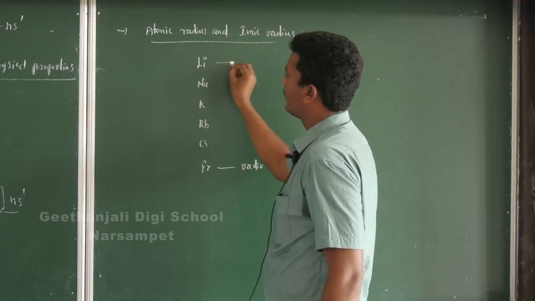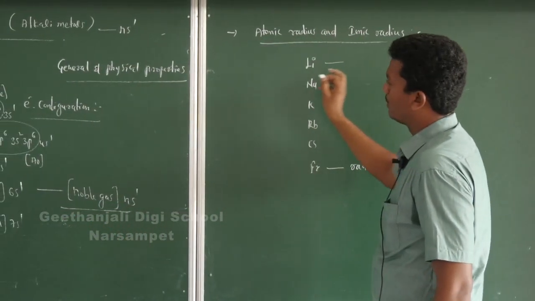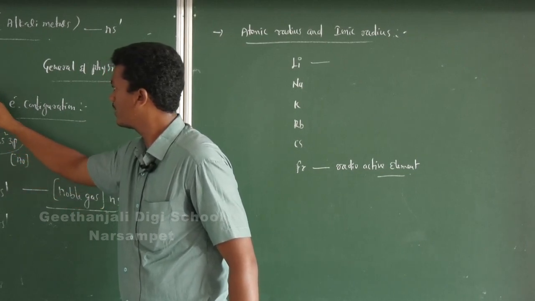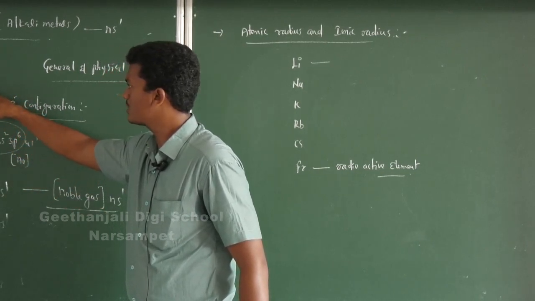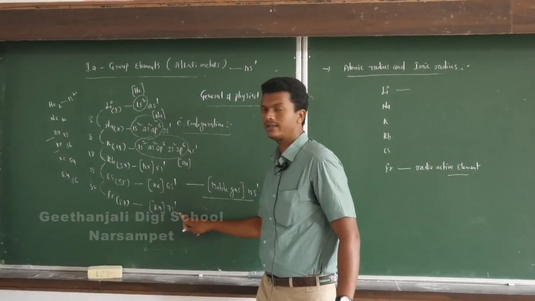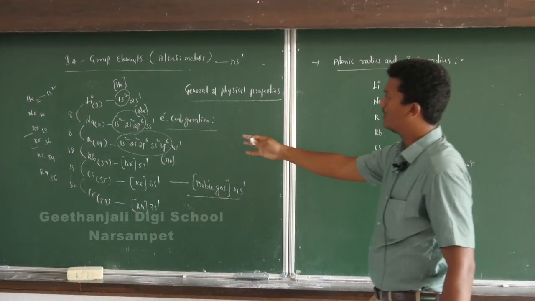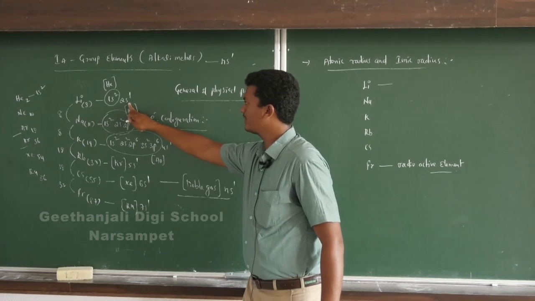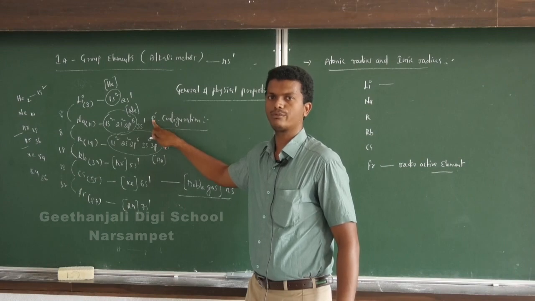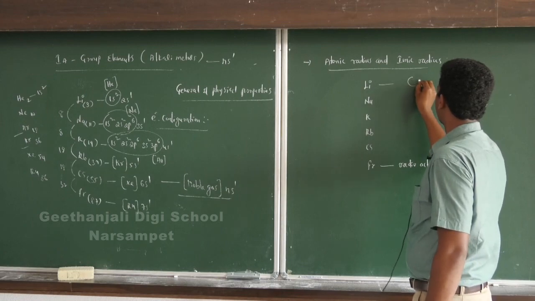So lithium is 1s2 2s1. Sodium is 1s2 2s2 2p6 3s1. The last shell configurations for all these elements are 2s1, 3s1, 4s1, 5s1, 6s1, 7s1. After seeing this configuration, we can conclude that the number of shells increases on moving from top to bottom. With an increase in the number of shells, the size will increase.